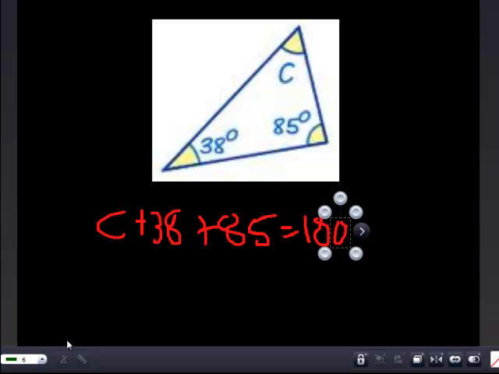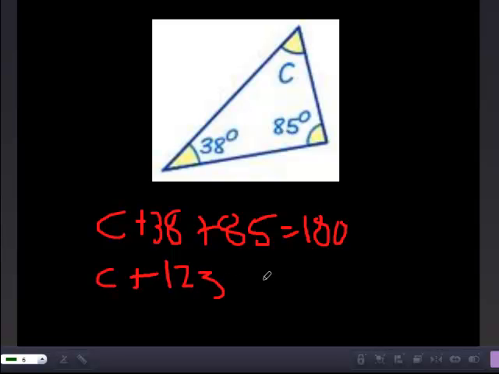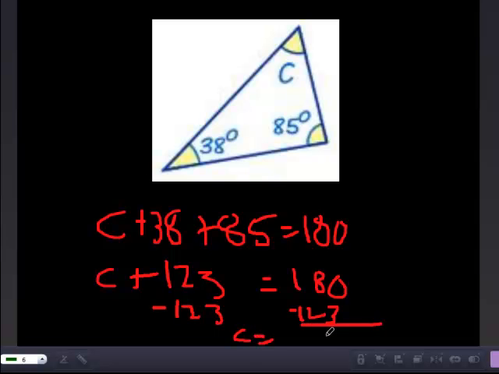So the next thing we would do would be to add up the two that we do know, the 38 and the 85, to get 123. So these would add up to 123, C plus 123 equals 180. Then to solve it, we would subtract 123 from both sides. So C, that missing angle, would end up equaling 57 degrees. So C equals 57 degrees. So you just add the two you know and subtract that from 180.